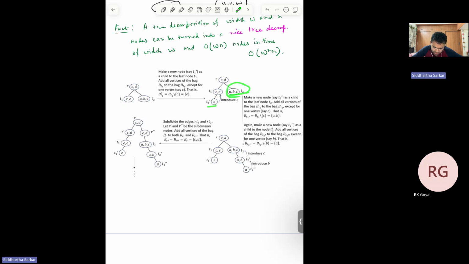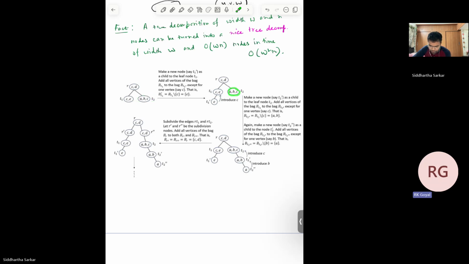This leaf is yet to be taken care of, but this leaf is taken care of, and its parent is also following the introduce node convention: it introduces one element and also it has one child. If it has two children, we won't call it an introduce node. So this side is taken care of. Now we have to take care of the other leaf node.